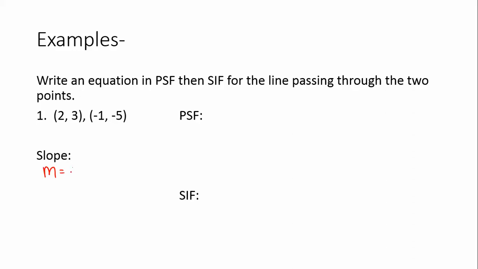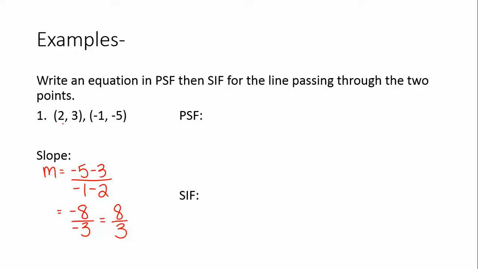So it's negative 5 minus 3 over negative 1 minus 2. That's y2 minus y1 over x2 minus x1. So we get negative 8 over negative 3. And I want to point out that you need to be writing that as a positive 8/3. A negative divided by a negative is a positive.